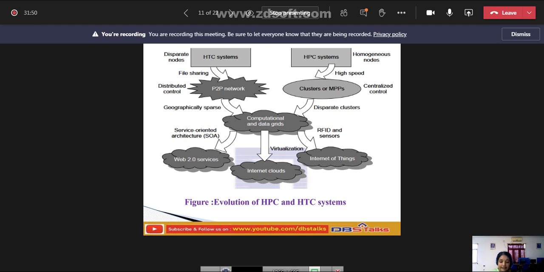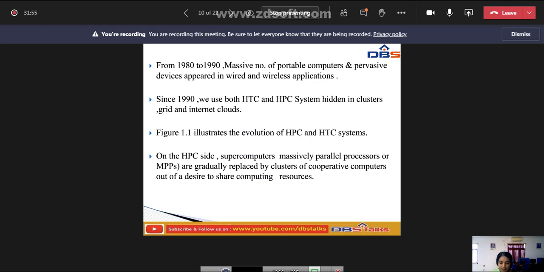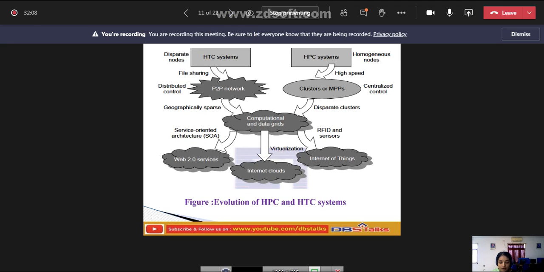Over the internet we share web resources and a massive amount of data. From this diagram we see the explanation of HPC and HTC. On the right side we have the HPC system, and on the left side we have the HTC system.